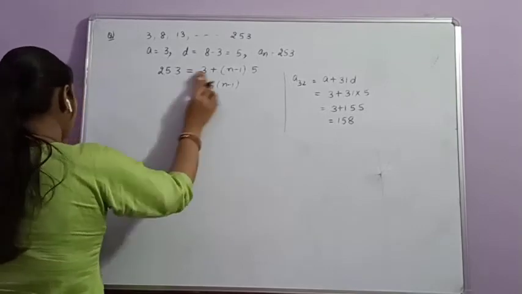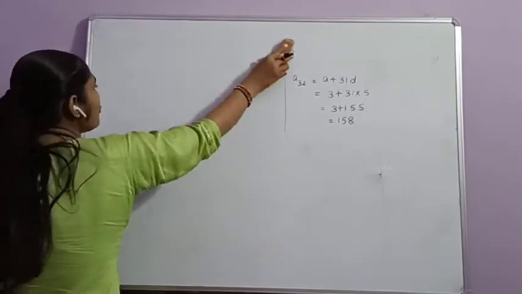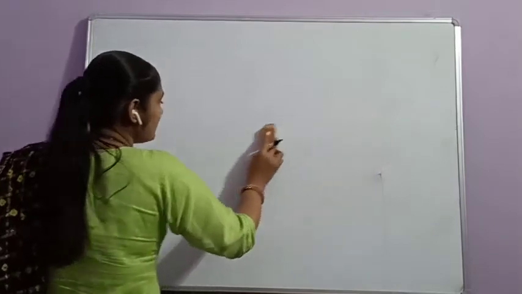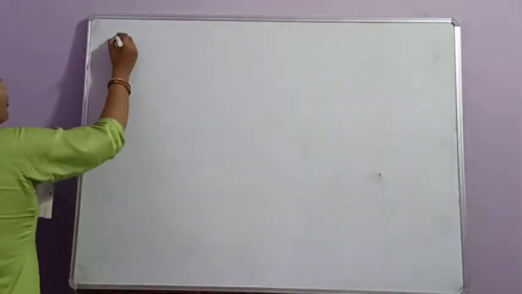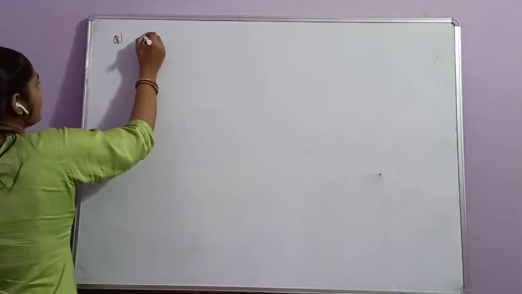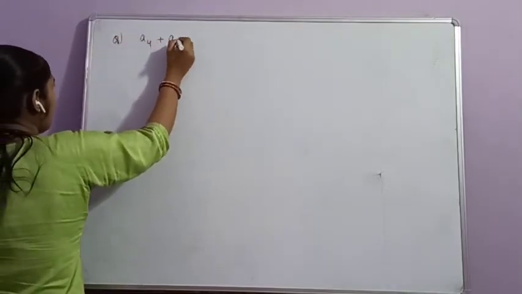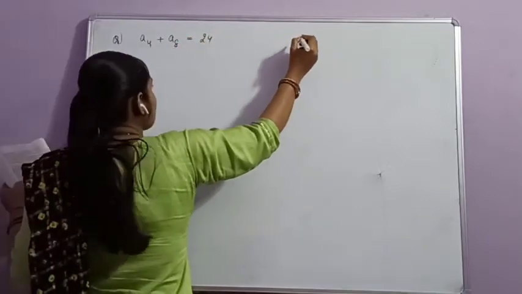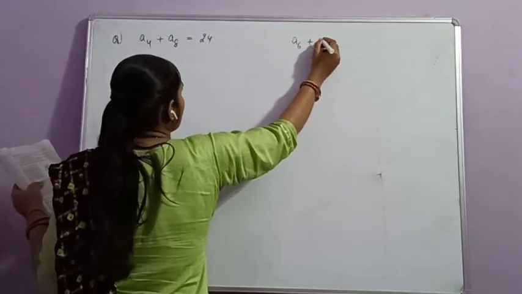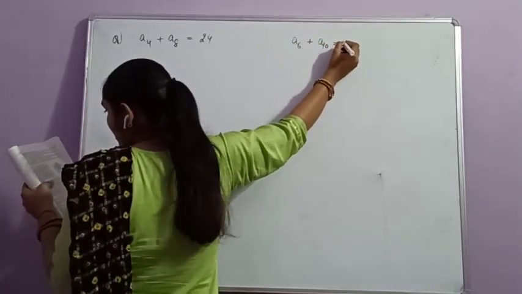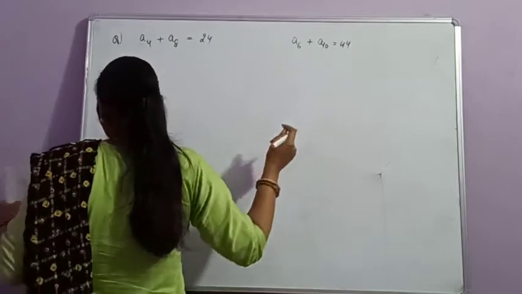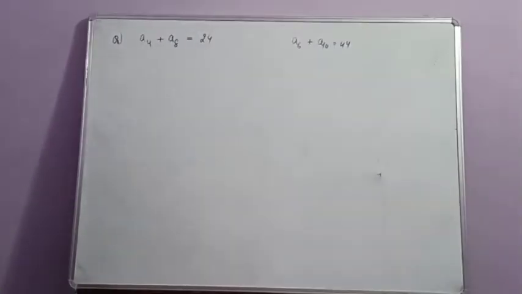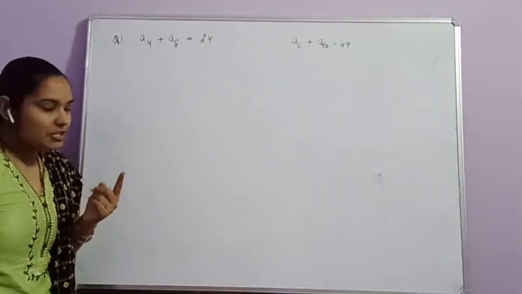In next question, we have given sum of two terms, that is sum of 4th and 8th term, that is A4 plus A8 is equal to 24, and sum of 6th and 10th term is equal to 44. Find the first three terms of AP.